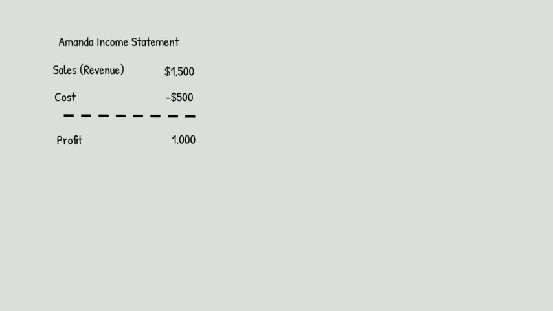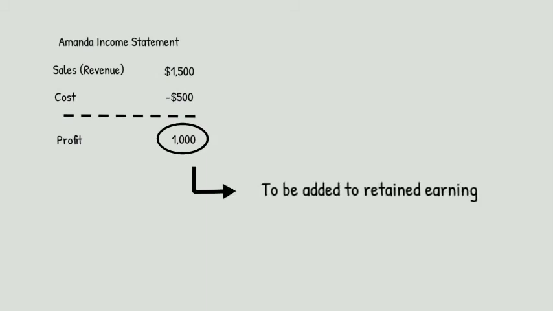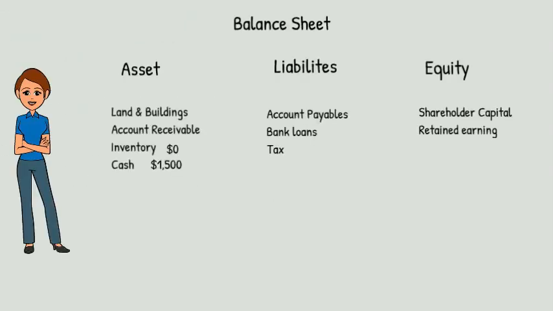Recalling Amanda's income statement, she made a profit of 1,000 during this period. This profit will increase the business equity value and it will be captured under retained earnings. Net income or loss is the link between the income statement and the balance sheet. And Amanda's balance sheet will look like this after recording the 1,000 under retained earnings. Looking at the totals, our balance sheet is balanced.